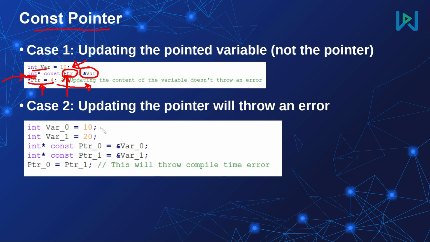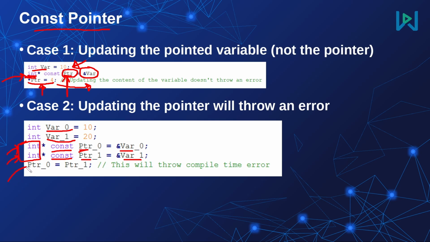In the second use case, I have defined two pointers, pointer 0 and pointer 1. Those two pointers are initialized using the addresses of those two integer variables, variable 0 and variable 1. Both pointers are const, and both are pointing to non-const integers. So theoretically, I cannot update those pointers, but I can update the variables pointed by those two pointers.